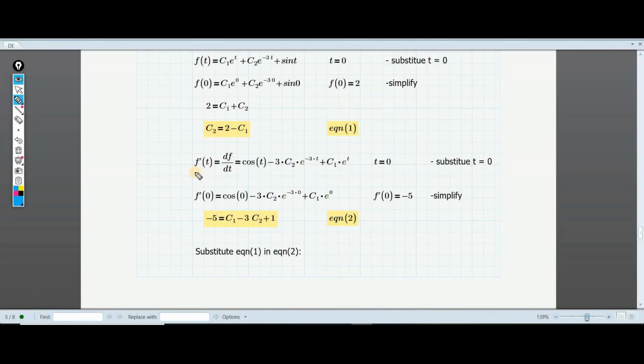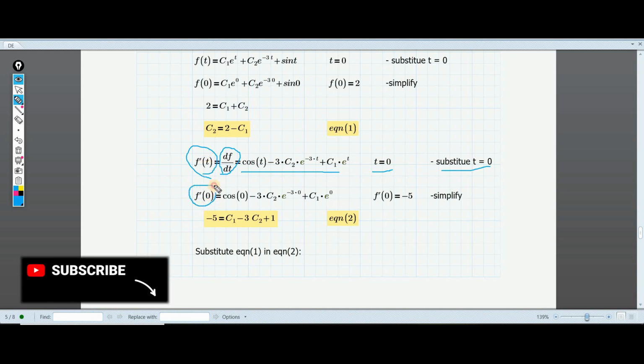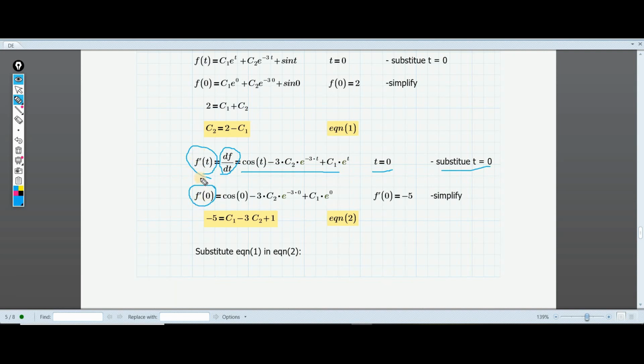Punta naman tayo dun sa first derivative, df over dt or f prime t. Ito yung nasolve natin kanina. And again, t is equal to 0. So, substitute natin t is equal to 0. So, f prime of t, papalitan natin yung t ng 0. So, we will have here f prime 0. So, bakit yung f prime ang ginamit natin? Okay, balikan lang natin.